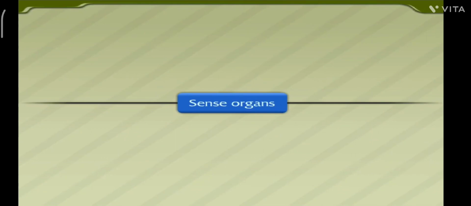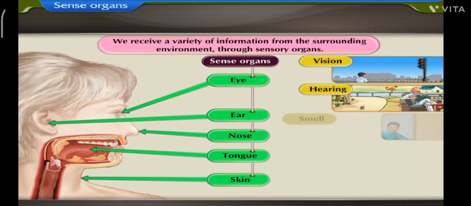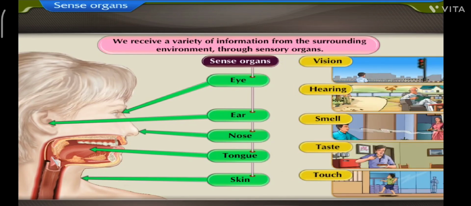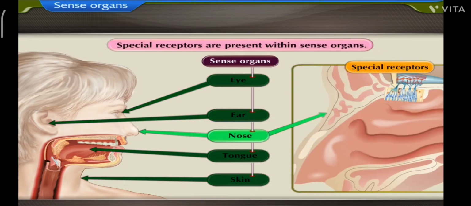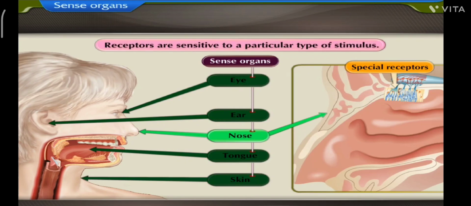Sense organs. There are 5 sense organs in our body, namely the eyes, ears, nose, tongue, and skin. We receive a variety of information from the surrounding environment through these sensory organs. Special receptors are present within these sense organs. These receptor cells are sensitive to a particular type of stimulus.